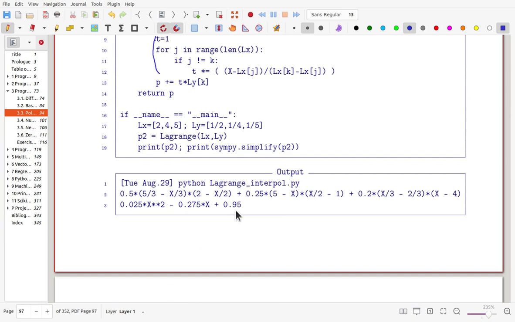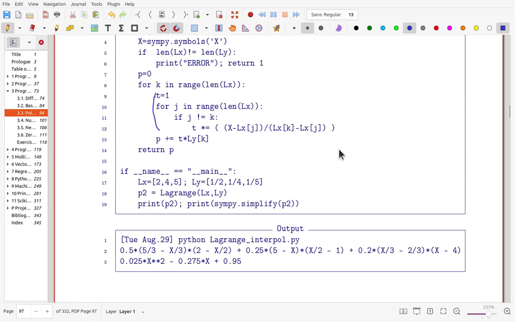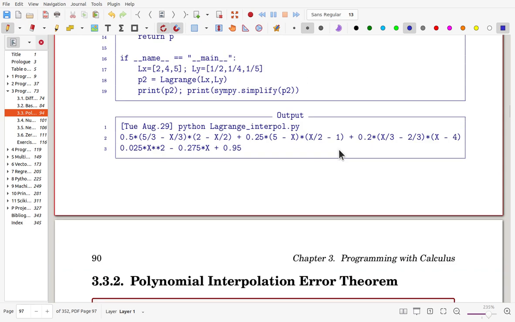Okay? By using software, you can get the interpolating polynomial quite easily. Once implemented, then you can use it again, right?